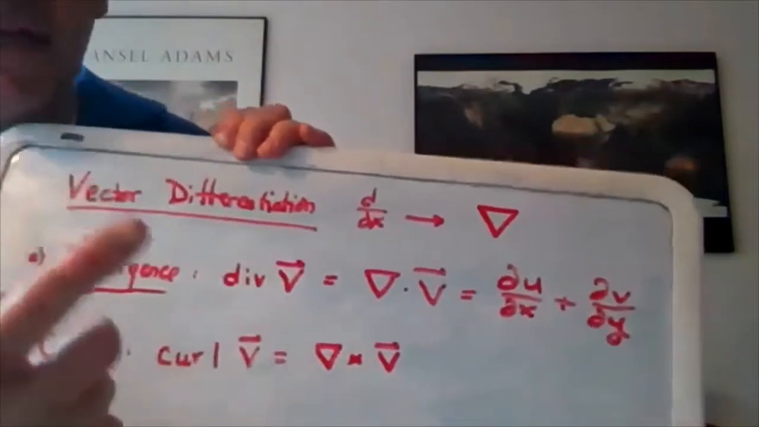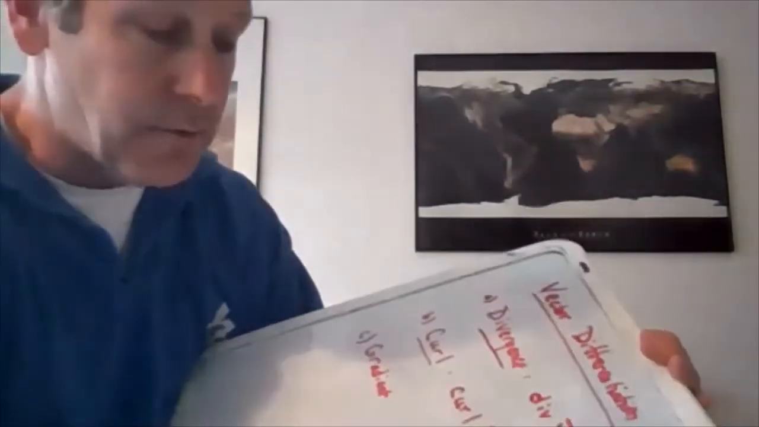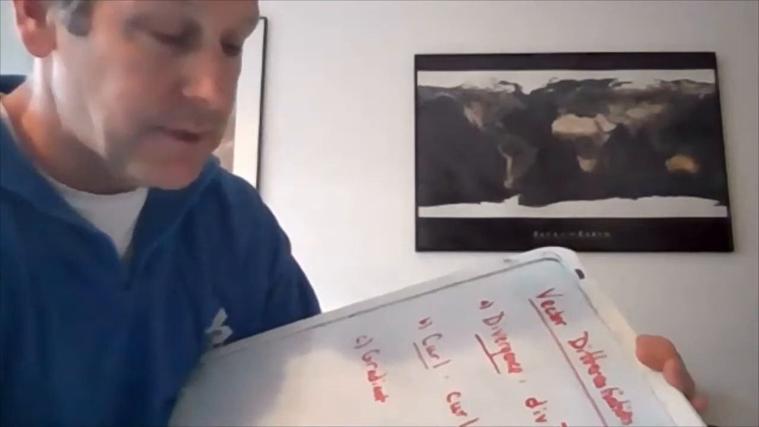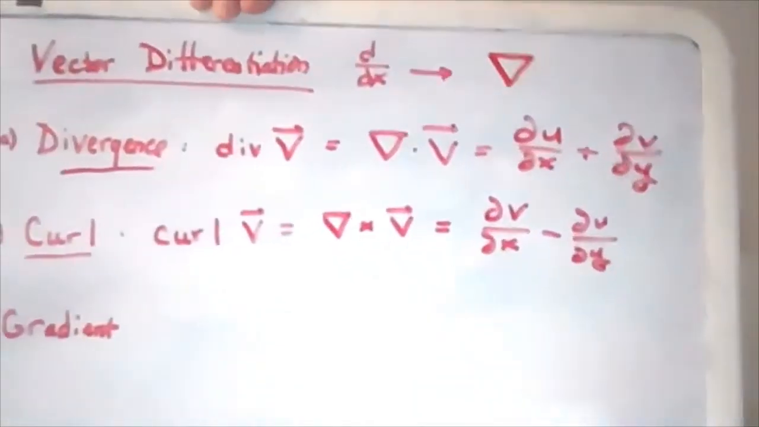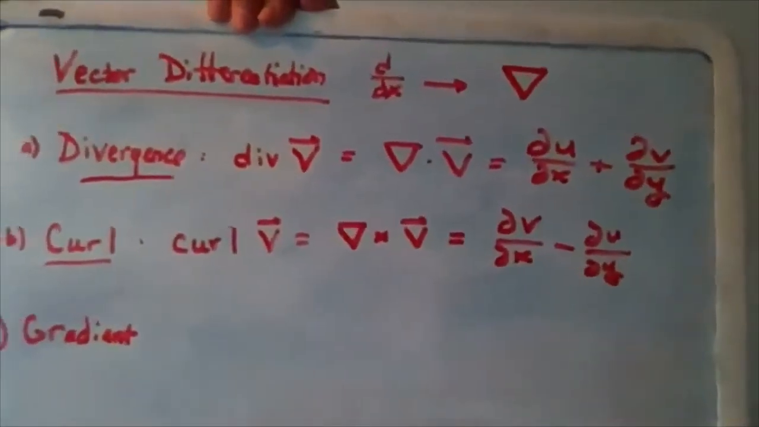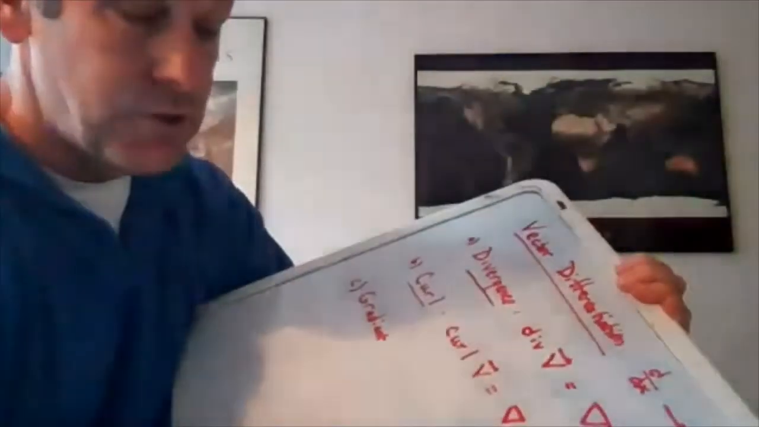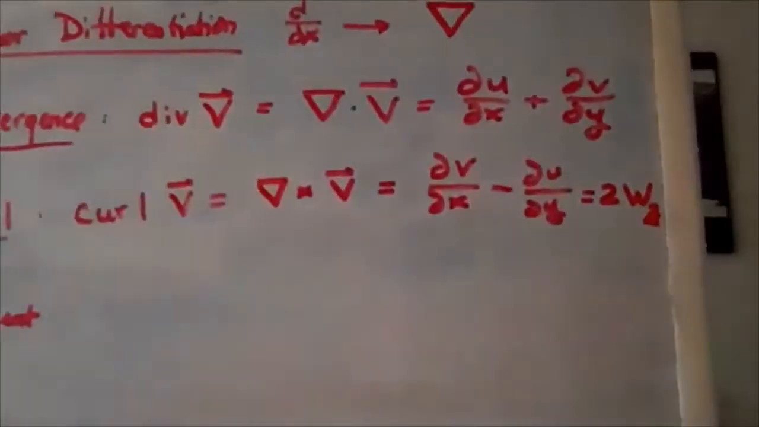Okay, in our case, it's simple because we're only doing functions of x and y. So in that case, when we do the curl of v, we're going to do dv/dx minus du/dy. And I won't write it up there, but that is in the k-hat direction, actually. And of course, that's equal to 2 times the rotation rate about the z-axis.